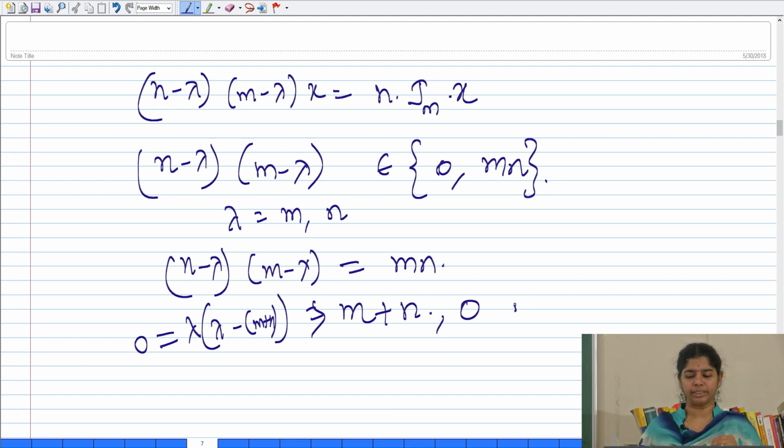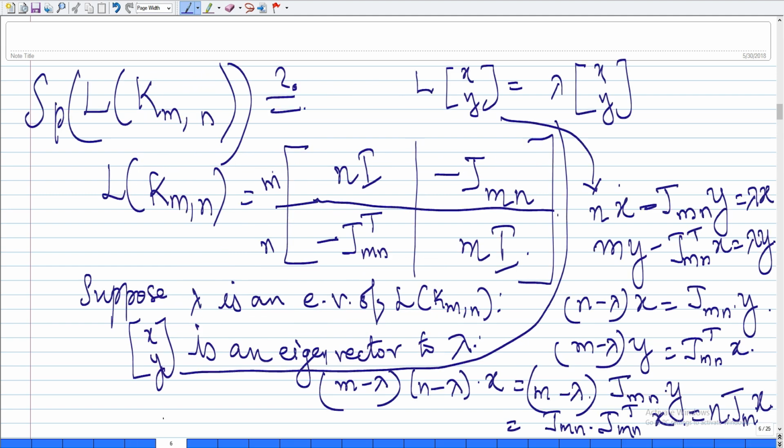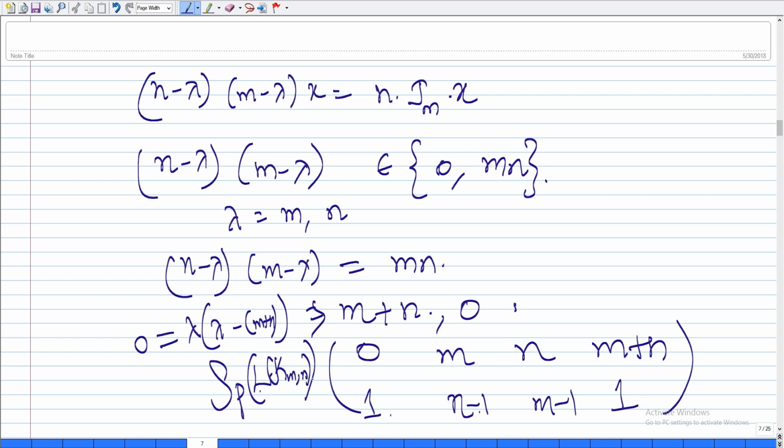Now, counting the multiplicities, what would be the multiplicities? So, we will go back to our thing here. If m is an eigenvalue, with what multiplicity should it be occurring? The eigenvalue m can be part of this first n block, right. So, from there we can see that this would occur n times, and 0 occurs one time and m plus n occurs one time. So, this will be n minus 1 times and m minus 1 times. Okay. So, this is going to be the spectrum of L of Kmn, right.